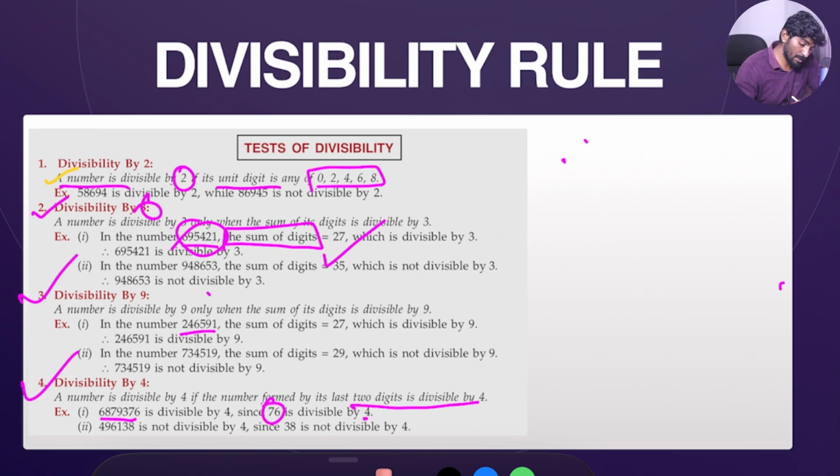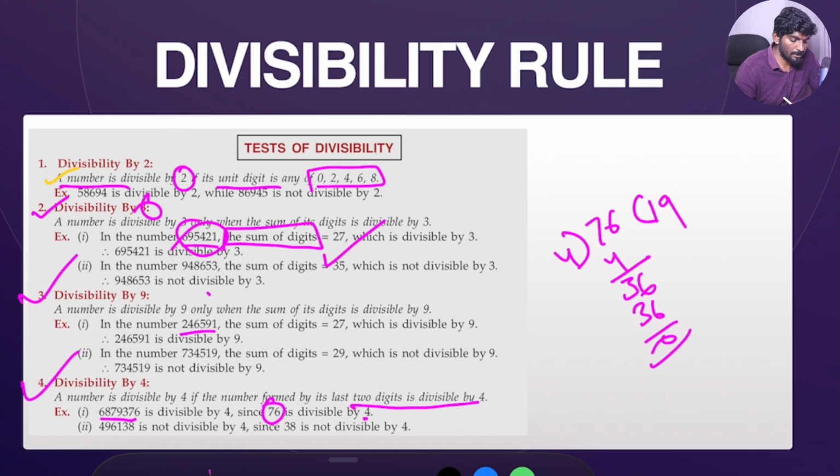I may not remember the table in exam pressure. So how can I deal with it? 4 ones are 4, 4 nines are 36, so 19 times. So this number is divisible by 4.